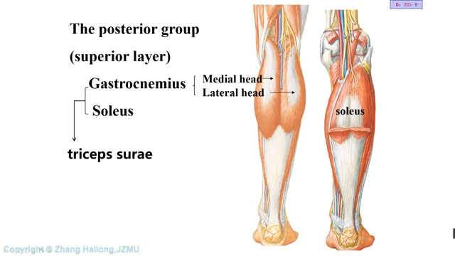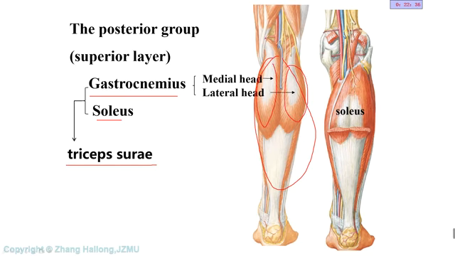And then is about the posterior group. On the posterior group, there is a very important muscle, the triceps surae. Triceps means there are three heads. One head is on the superficial part. On the superficial part, there is gastrocnemius, and this muscle has two heads, medial head and lateral head.